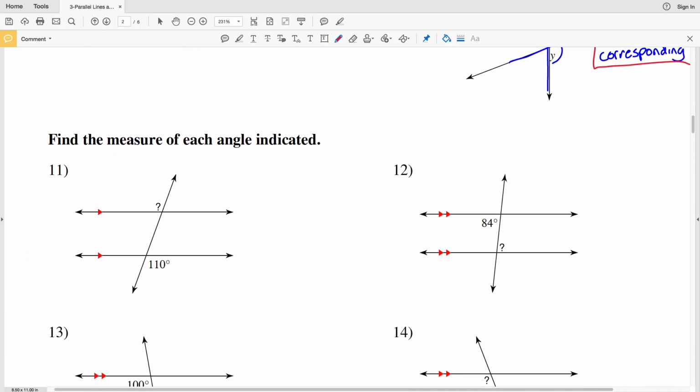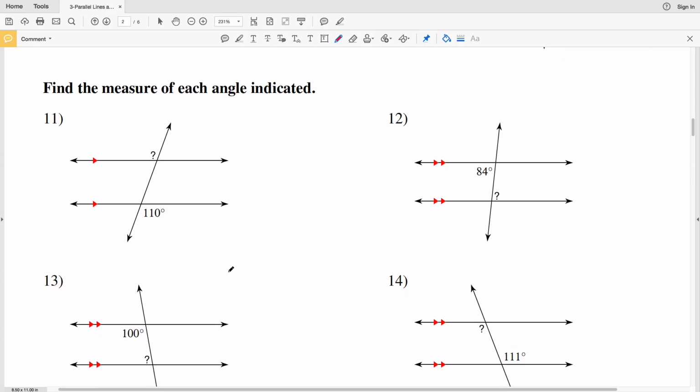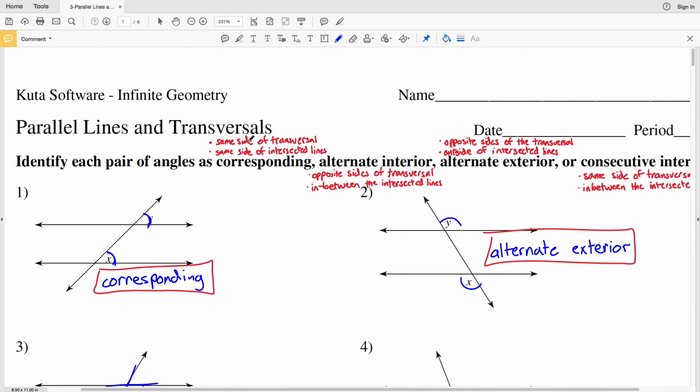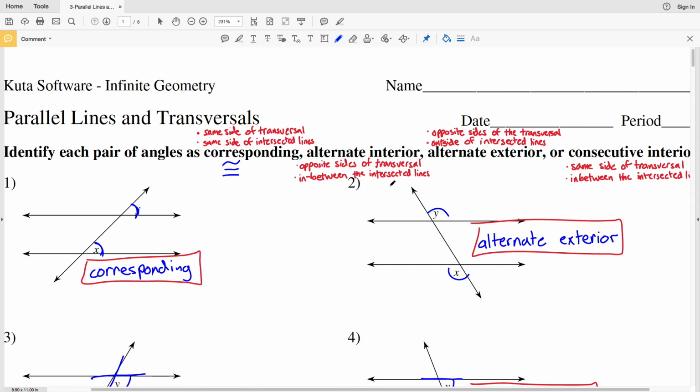For numbers 11 through 18, we are to find the measure of each angle indicated. But before we start that, I have a few important facts about our 4 previous definitions. Corresponding angles, since they are on the same side of the transversal and on the same side of the intersected line, are going to be congruent and therefore equal in measure. For alternate interior angles, because they are on opposite sides of the transversal and in between or inside of the intersected lines, alternate interior angles are also congruent. Alternate exterior angles, just like alternate interior and corresponding angles, will also be congruent.